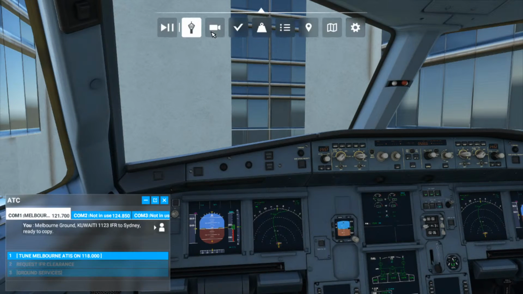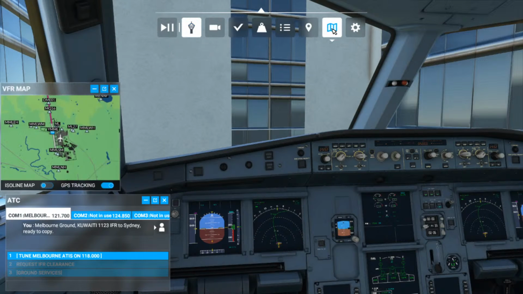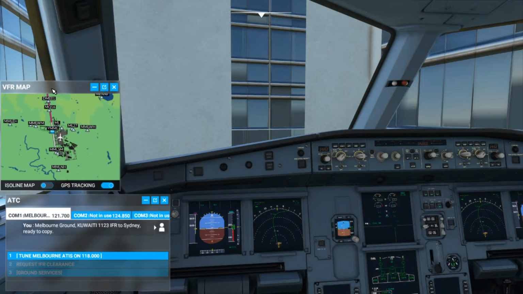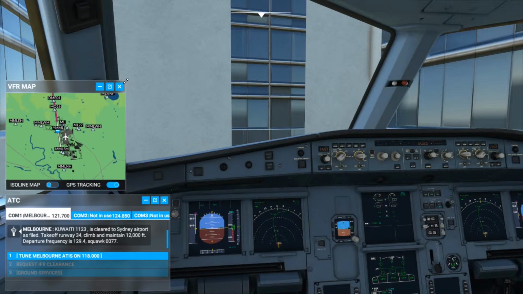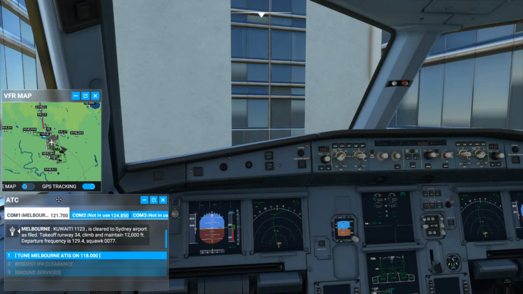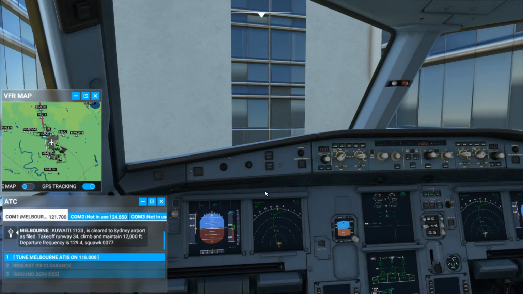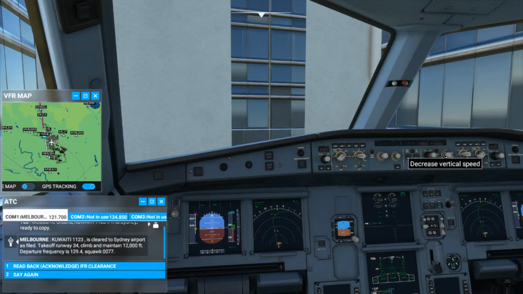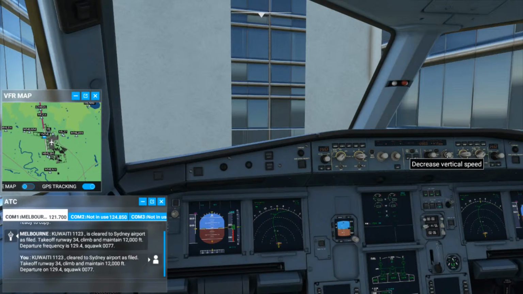Melbourne ground, Kuwaiti 1123, IFR to Sydney, ready to copy. Kuwaiti 1123 is cleared to Sydney Airport as filed. Takeoff runway 34, climb and maintain 12,000 feet. Departure frequency is 129.4, squawk 0077. So 12,000 feet. Set my ascend rate. Acknowledge that. Kuwaiti 1123 cleared to Sydney Airport as filed. Takeoff runway 34, climb and maintain 12,000 feet. Departure on 129.4, squawk 0077.